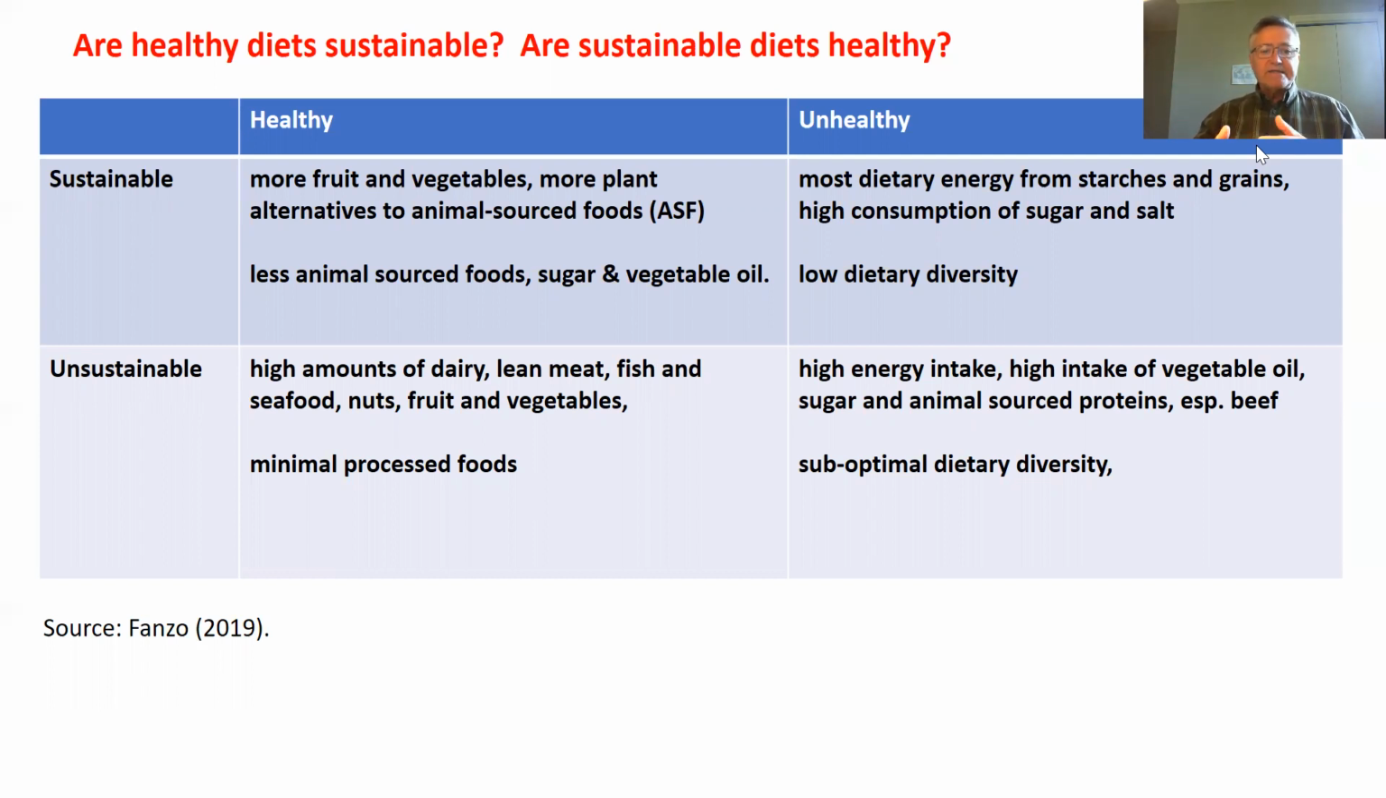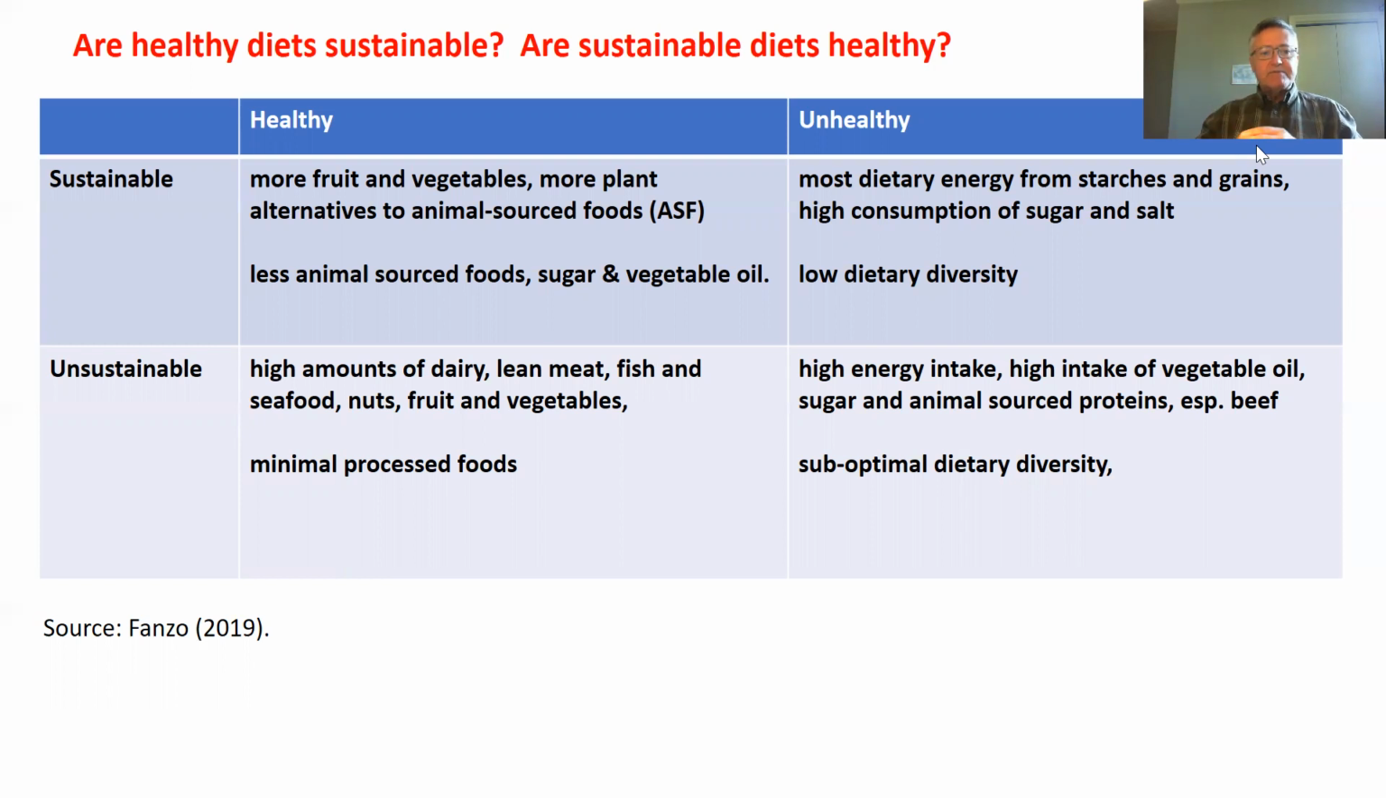There are healthy, unsustainable diets. Perhaps the paleo diet might be one of these. High amounts of dairy, lean meat and fish, and seafood, high amounts of nuts, fruits, and vegetables. So there are diets which are good for us in terms of our health, but actually still have a pretty high footprint on the planet.